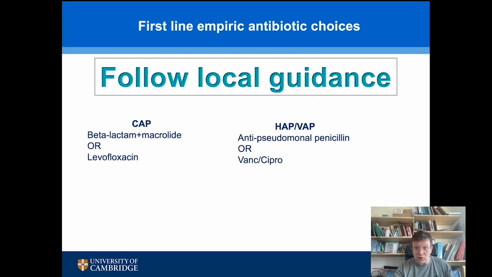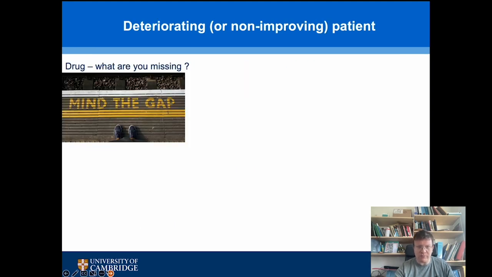In hospital or ventilator-associated pneumonia, one requires an anti-pseudomonal cover, so anti-pseudomonal penicillin or vancomycin and ciprofloxacin. And for the immunocompromised, consider whether you need fungal cover. Do you need cover for Pneumocystis jirovecii? But as I say, these are all broad outlines, and one should use the local guidance. If your patient is deteriorating or not getting better, think about the 3 Ds.